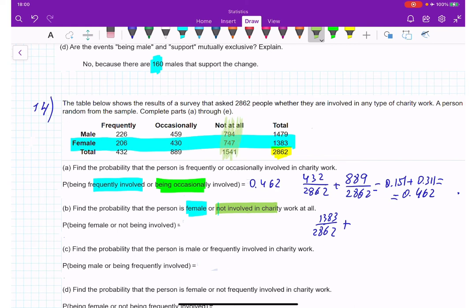Yes? 1541 plus 1541 over 2862, and minus, we're overlapping, minus 747 over 2862. If you solve it, it's going to be 0.761.